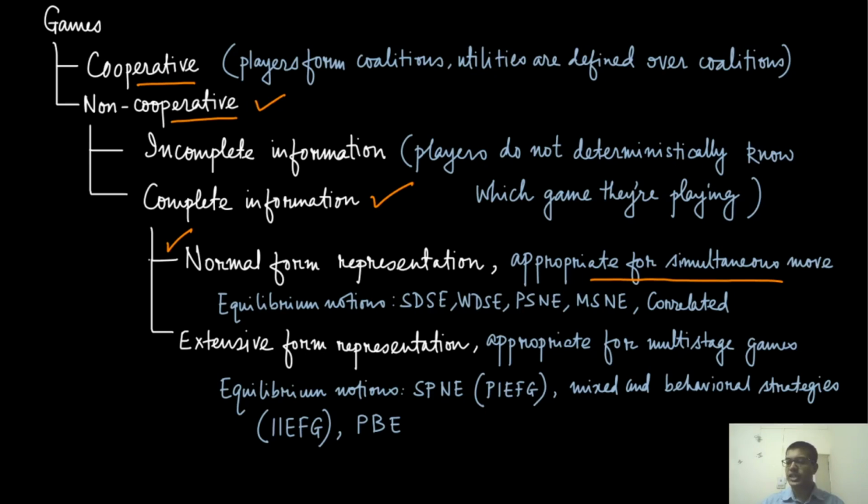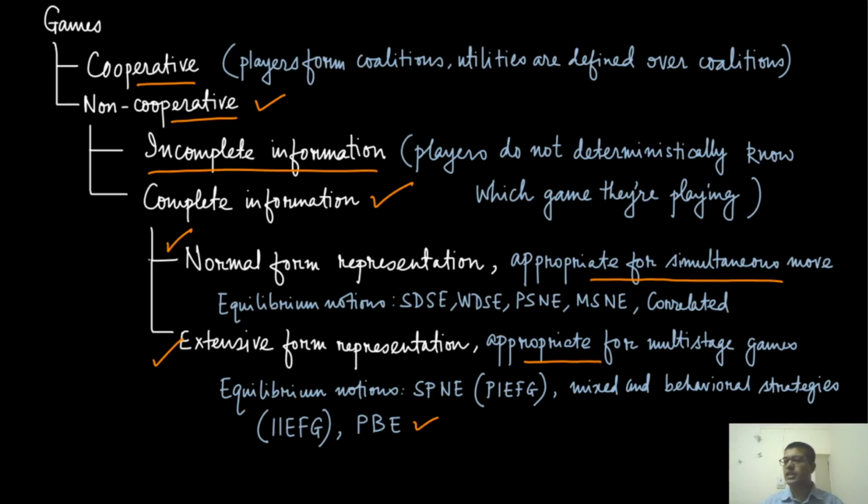We have also looked at the extensive form game. It's another representation of the same game, but this is much more appropriate for games which have multiple stages. And we had perfect information and imperfect information extensive form games, and we also discussed some equilibrium notions in those games.